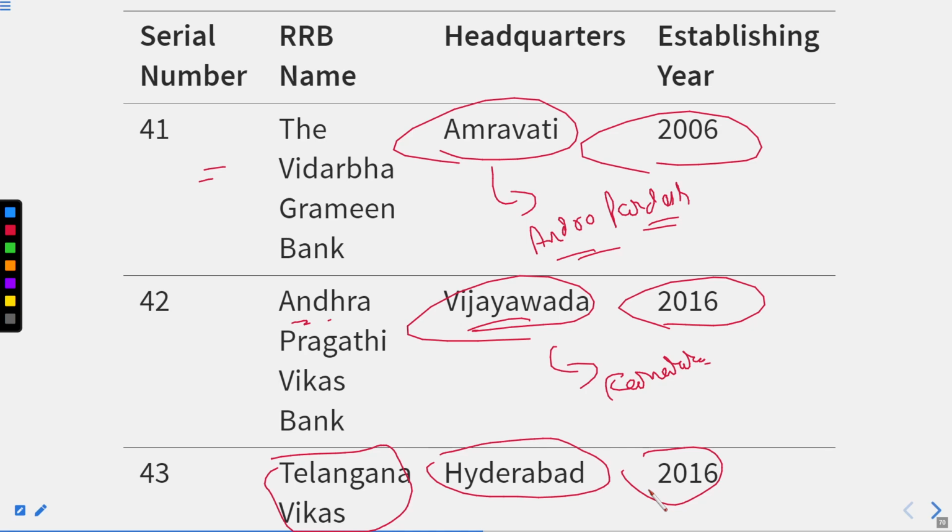Okay. So students, this is the complete list of the regional rural banks. So we can say there are a total of 43 regional rural banks in India. I have shared their names, their headquarters, and their establishment years.